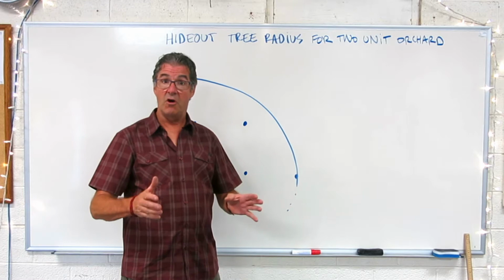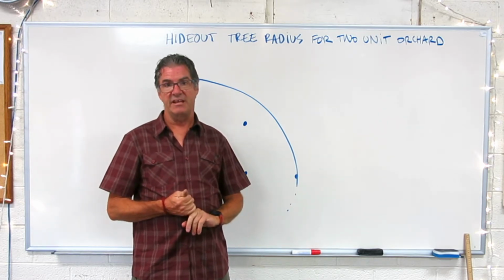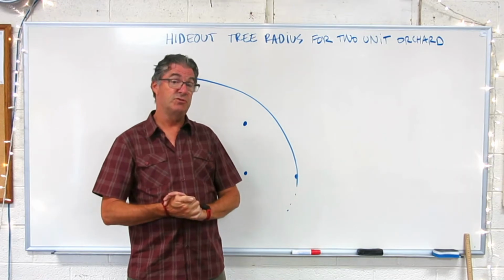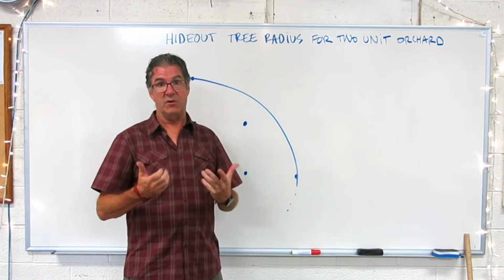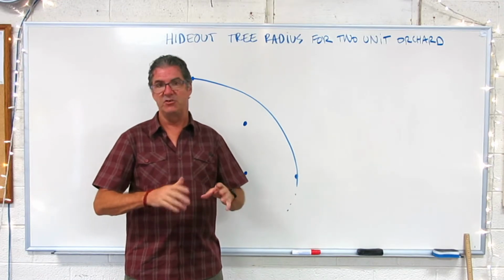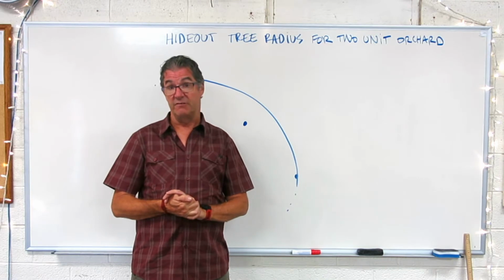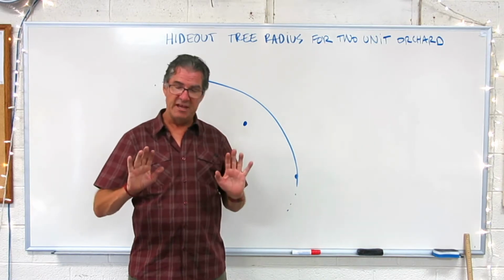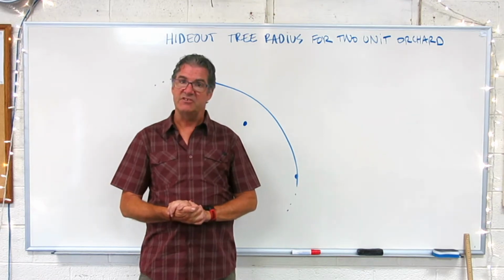All right, let's go over the calculation for finding out the hideout tree radius when the orchard is just 2 units big. So we start small, but in order to solve the orchard hideout problem, we are going to need to do a very similar calculation for an orchard that has a 50 unit radius. And we don't know the length of the unit yet, so our answers are just going to be in units. All right, so let's get started.